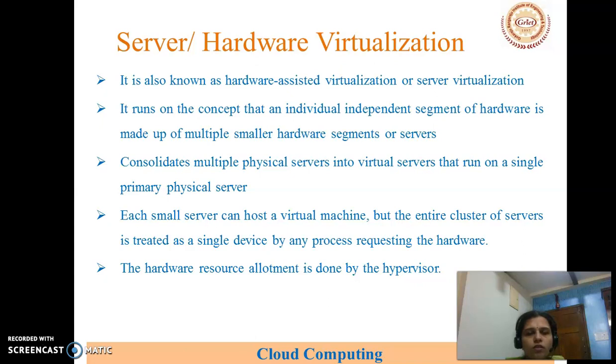The first type of virtualization is server or hardware virtualization. This virtualization is also known as hardware assisted virtualization, or we can also call it server virtualization. It runs on the concept that an individual independent segment of hardware is made up of multiple smaller hardware segments or servers. It consolidates multiple physical servers into virtual servers that run on a single primary physical server. Each small server can host a virtual machine, but the entire cluster of servers is treated as a single device by any process requesting the hardware. The hardware resource allotment is done by the hypervisor.